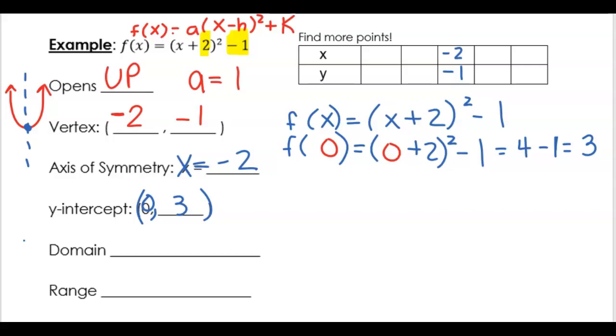Because if it's not fairly close to the vertex point, the numbers are going to be so big they're going to go off my graph anyway. So this would be -4, -3, -2, -1, 0. Well, we already know what 0 is. We figured it out right there. 0 goes with 3. We figured it out right there.